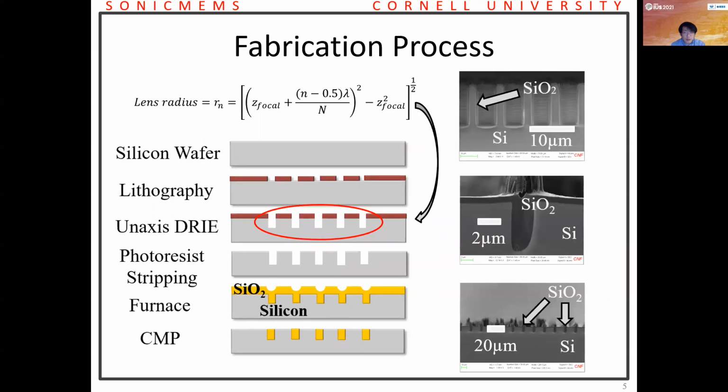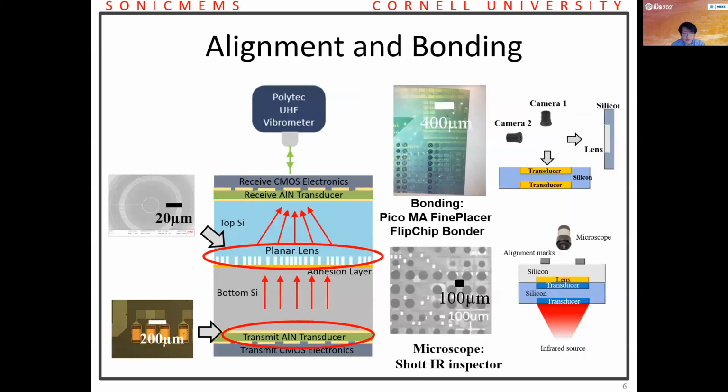This is the fabrication process, where a silicon wafer is etched using DRIE after lithography. We strip the photoresist and grow oxide inside the trenches using the furnace, and finally do the CMP. The picture shows that there is no air gap where the oxide is grown inside the silicon holes.